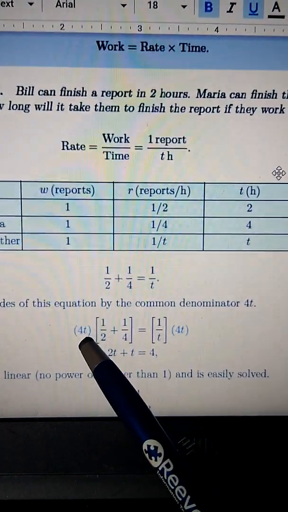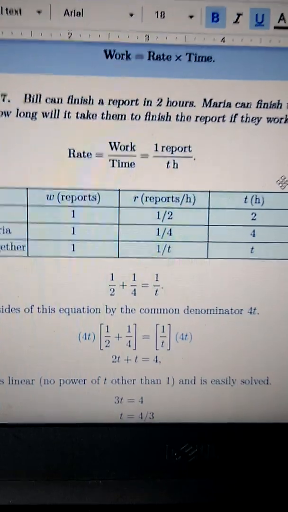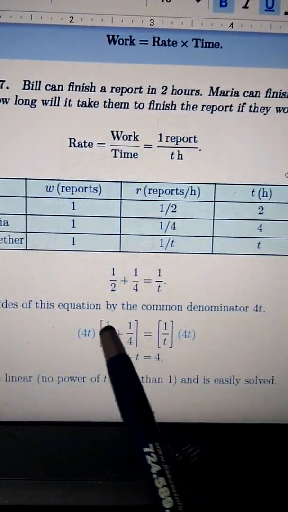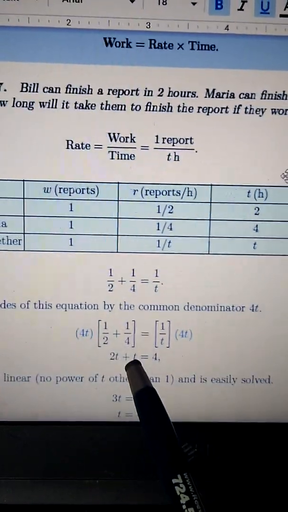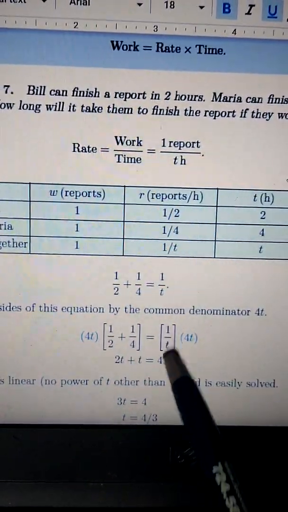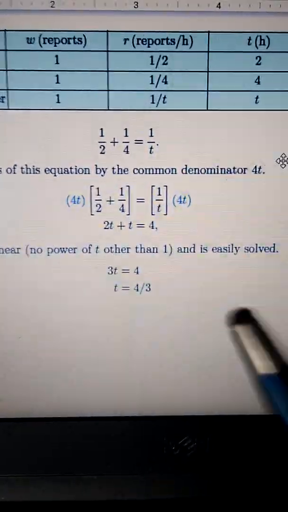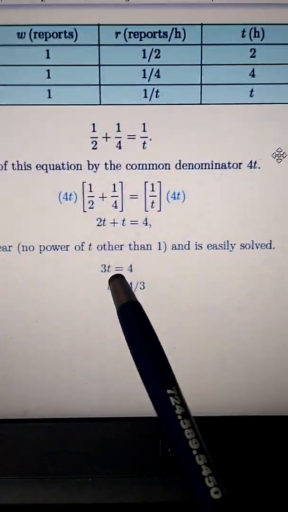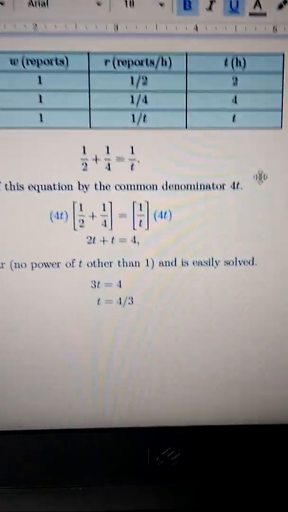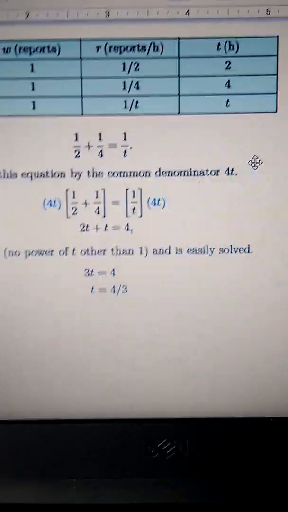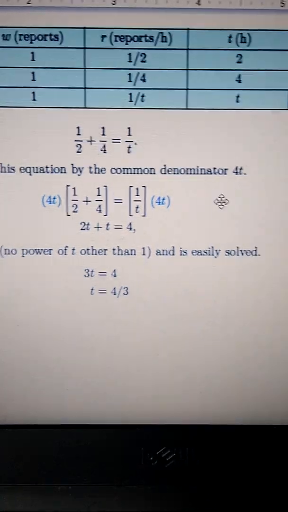I would multiply by the common denominator, which would be 4t, because 2 and 4 share a common denominator of 4. So when I multiply by 4t, half of 4t is 2t, a fourth of 4t is 1t. Here the t's would cancel and I would just get 4. So we're starting with a very simple example to begin with. Add these together, gets 3t equals 4, or divide 4 by 3, and the time is 4/3. So it would take them an hour and 1/3 of an hour, or an hour and 20 minutes to complete the report together. Now again, that's a very simple one.